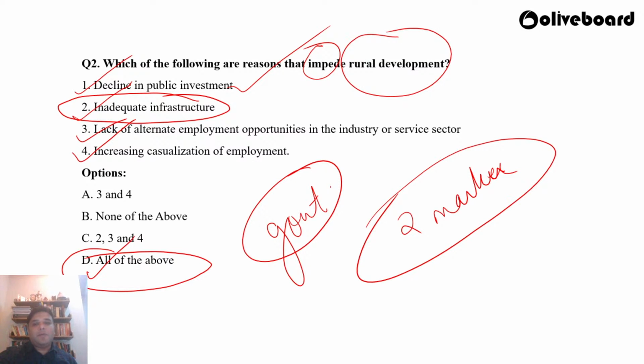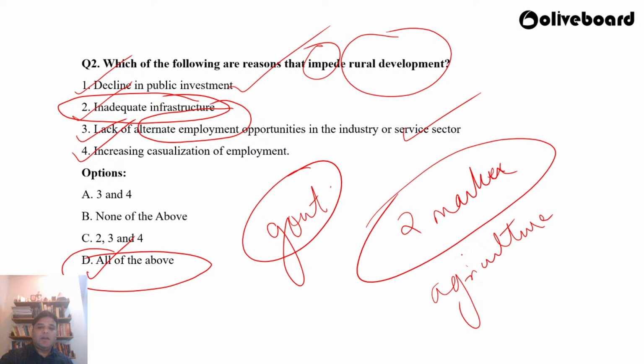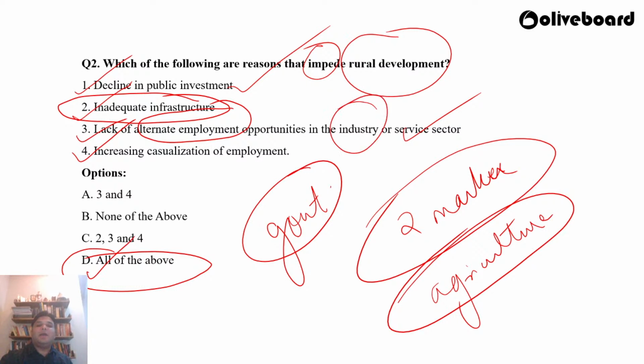Lack of alternate employment opportunities in the industrial service sector. Why alternate employment? Because the primary source of employment in rural areas is agriculture and agricultural allied activities. Correct? So most of the people are magnetized and attracted towards these sources of employment which are provided by agriculture. But ideally, there should be alternate employment opportunities which are provided by industry or the service sector, which is conspicuous by its absence in the rural areas.